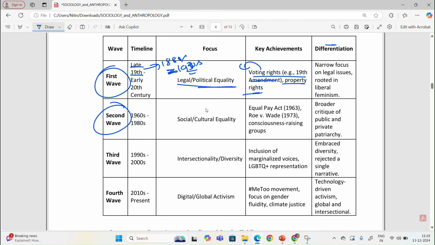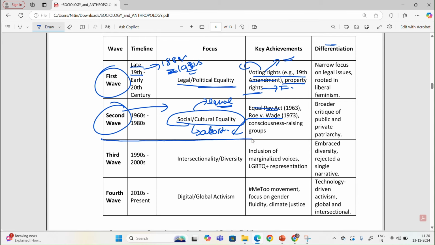But the second wave of feminism was for socio-cultural rights. As you see, voting right is a political right, property right is kind of a financial right. But socio-cultural equality, for example, equal pay, so that strata in the society can be the same, or rights on own body, abortion rights, the Roe versus Wade judgment was that only, or the Equal Pay Act. So this was very important, the second wave. And then there came the third and the fourth wave.